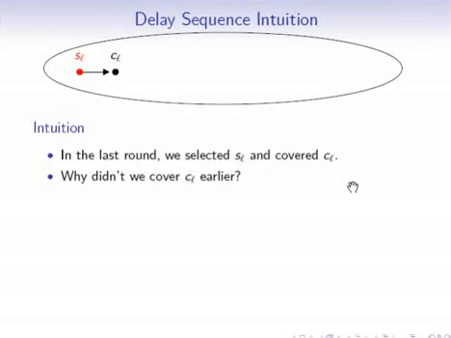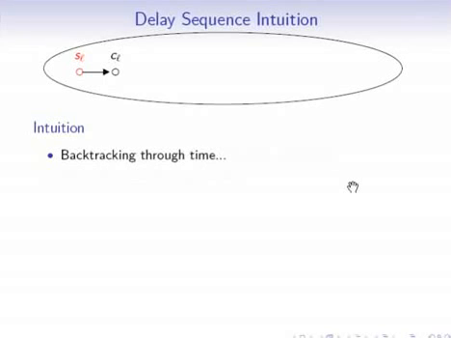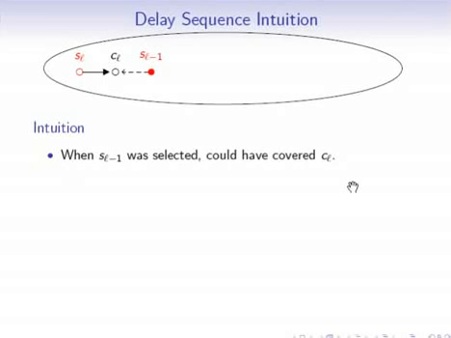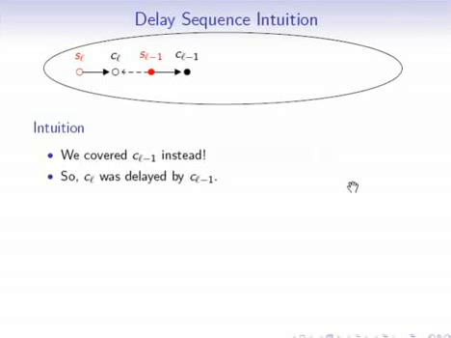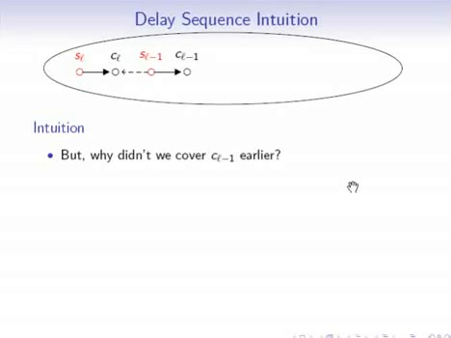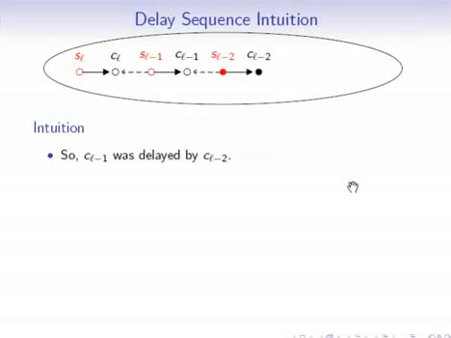One question that we could ask is, why didn't we cover this final node C_L earlier? Well, let's backtrack through time for a little bit. Perhaps we had a previous opportunity to cover C_L when we selected S_{L-1}, but instead of covering C_L, we covered some other node, C_{L-1}. So C_L was delayed by C_{L-1} in this case. Let's backtrack once again and ask why didn't we cover C_{L-1} earlier? Once again, perhaps we had an opportunity to cover C_{L-1}, but instead we covered another node, C_{L-2}. So C_{L-1} was delayed by C_{L-2}.